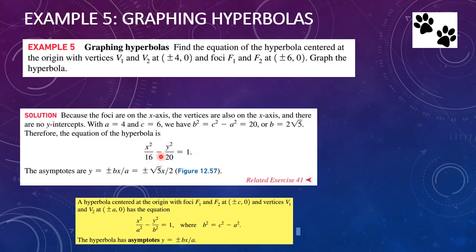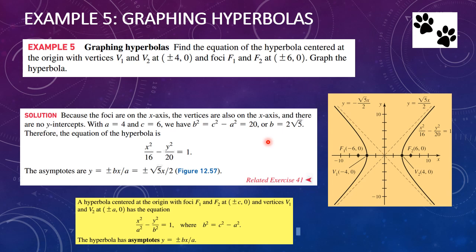So we get x squared over 16 minus y squared over 20, going through those steps that are outlined here if you want to read them. Our asymptotes, when we're on the x-axis, are bx over a, and so we get plus or minus 2 times the square root of 5x over 4, so that reduces to plus or minus the square root of 5x over 2, and here you can see the graph.